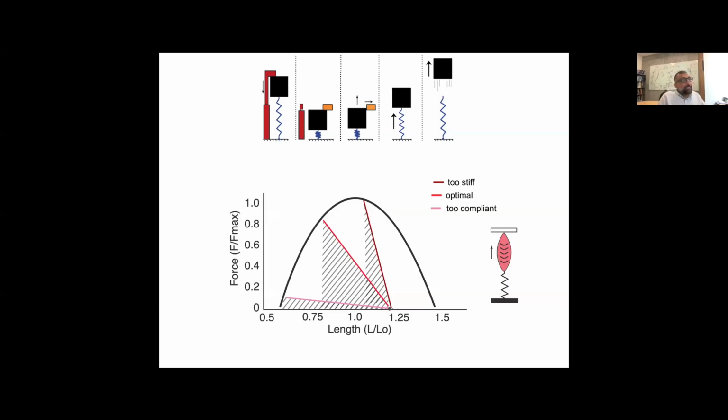We thought we could test this in a system that I've worked on for a while, which are jumping frogs. And in this jumping frog, we're going to see a jump off this force plate. In this case, the tendons are the springs, the hind limb muscles are the motors. The latch in this case is actually the mechanical advantage of the limb itself, which changes dynamically throughout the jump.